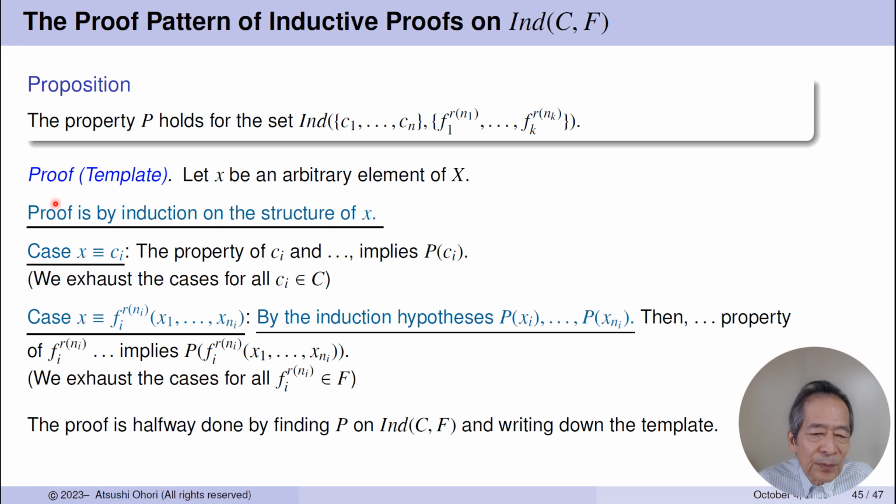So this is a proof. Then you have completed the proof. If you write down this proposition P to be proved, and these cases without the actual body, then the proof is halfway done. So all the remaining thing is to complete each of these bodies, right? So this is a generic pattern of inductive proof. The inductive proof always looks like this shape.